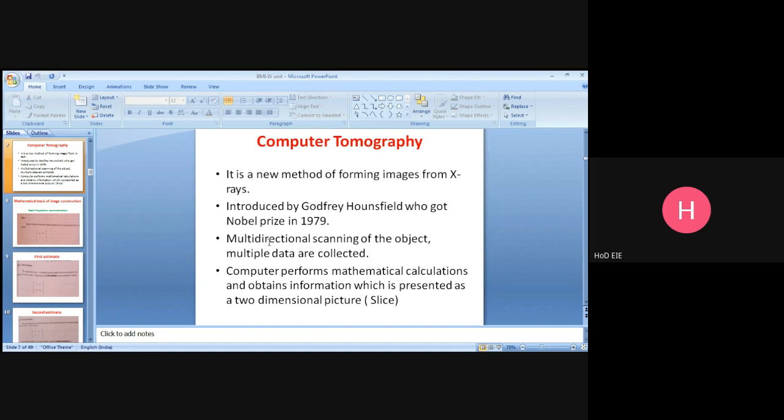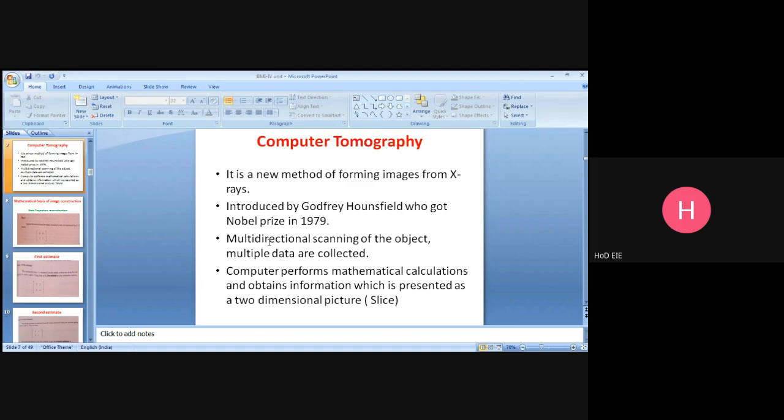So it is being referred to as computer tomography. What's the other name for it? It is computerized axial tomography, or else we can say computer transmission tomography. In simple words, we can say this as computer tomography. So, what are the principles behind this? We are going to see.